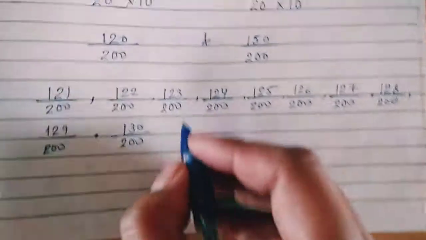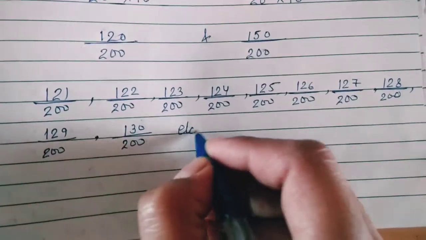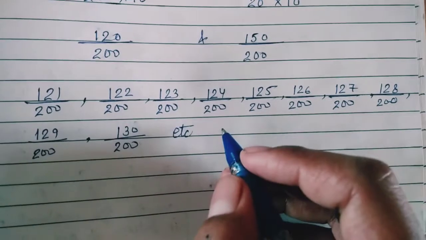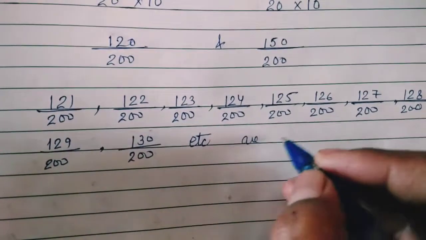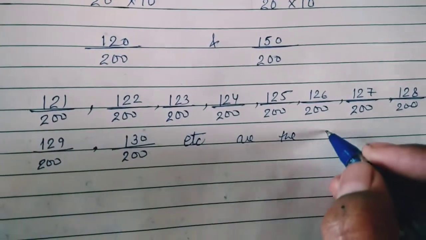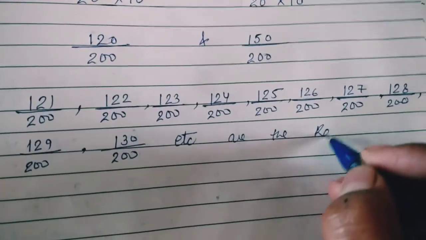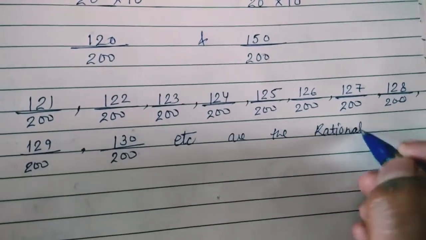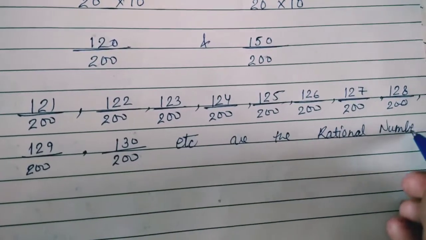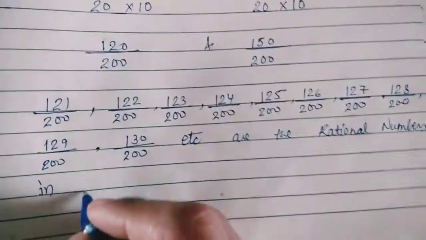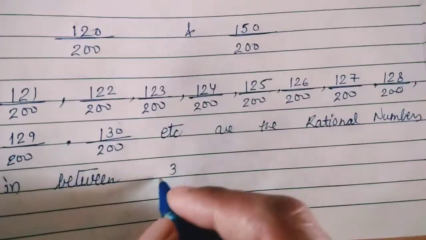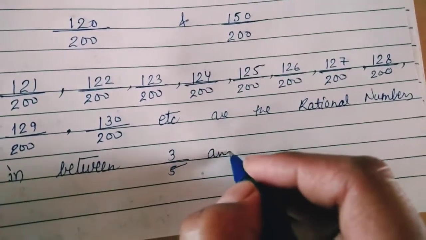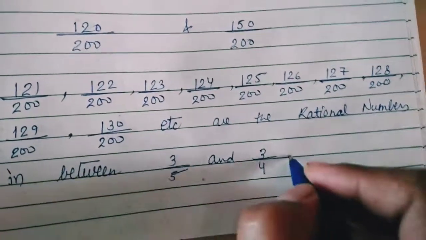and we have more numbers than 10. That's why here we will write etc. These are the rational numbers in between the given numbers 3 upon 5 and 3 upon 4.